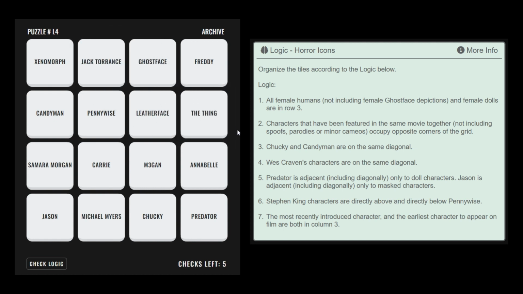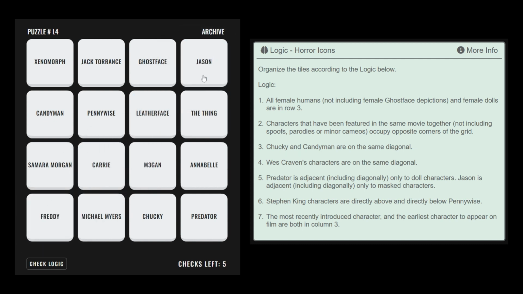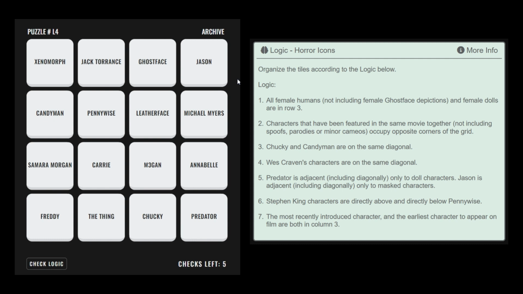Since Carrie is placed here, we know that Jason must be moved to the opposite corner, because from rule number 5 we know Jason must only be adjacent to masked characters. Ghostface, from Scream, Leatherface, from the Texas Chainsaw Massacre, and Michael Myers from Halloween, are the only masked characters available to be moved next to Jason.